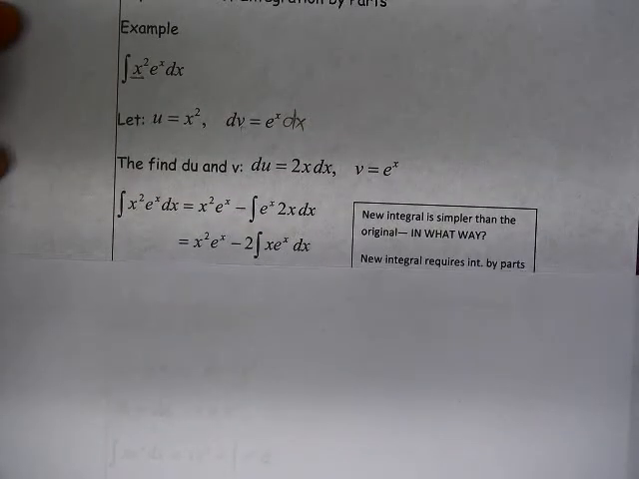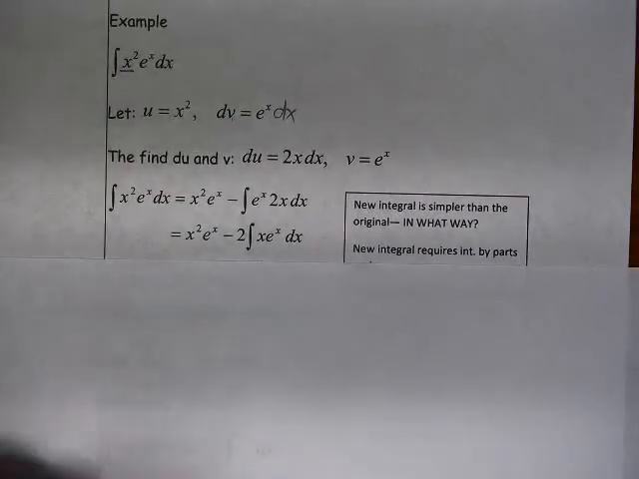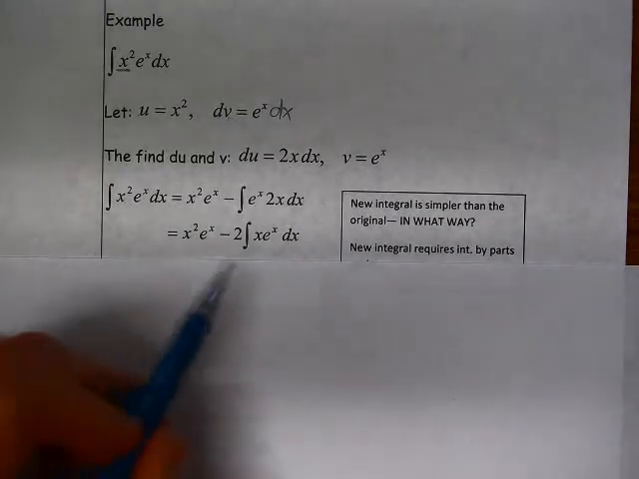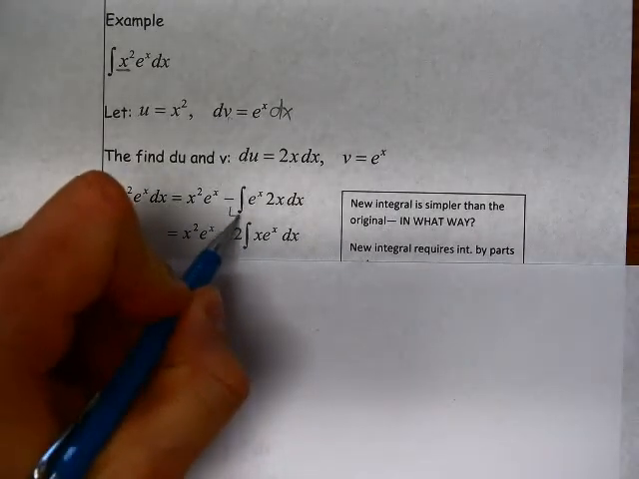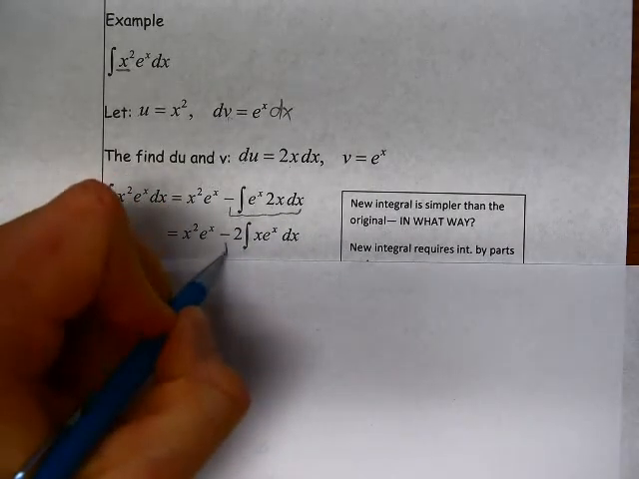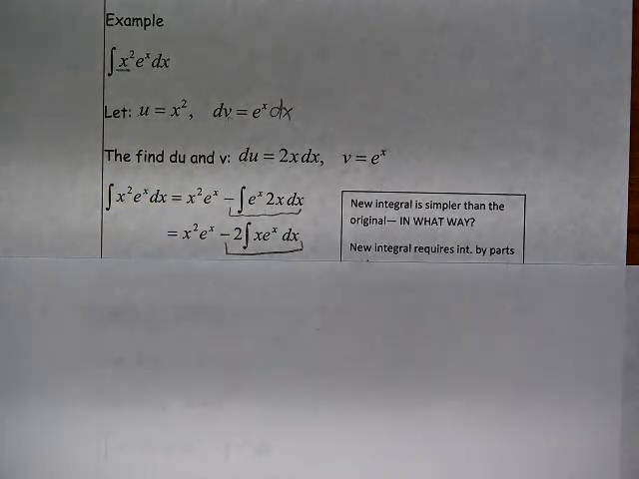And I can see that the new integral that I have to deal with now is this. I factor the 2 out here. If I look carefully at that, I can see that it's simpler than the original integrand, which is a good thing. I've made some progress.